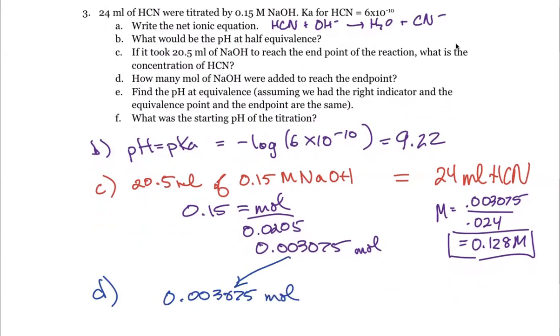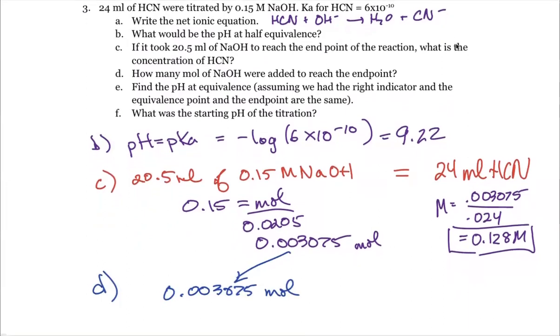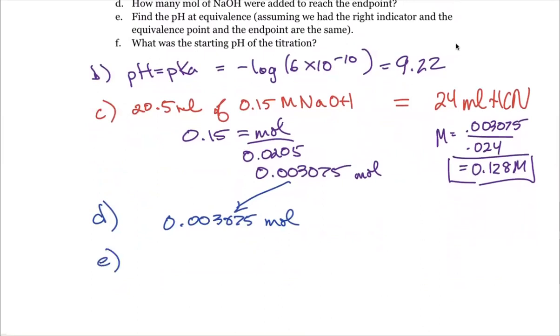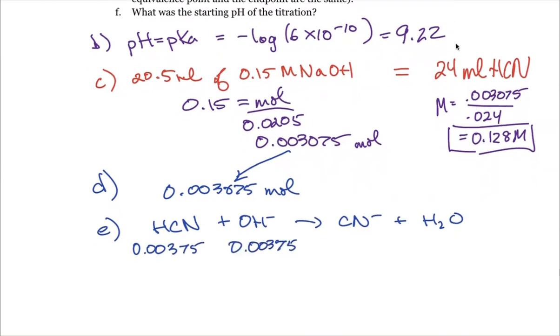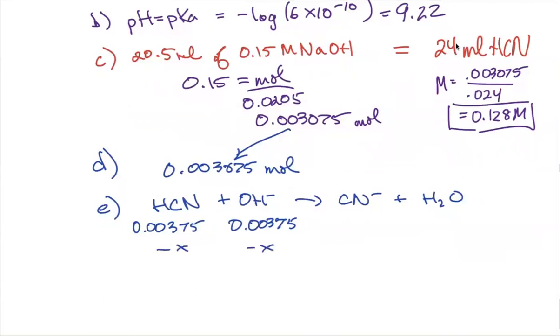Now, I need to find the pH at equivalence. This is a bit more work because I'm going to create some of the conjugate and then I have to consider hydrolysis. So for E, I'm looking at my net ionic reaction, which I wrote earlier. At equivalence, we have 0.00375 moles of this, 0.00375 moles of that. These both go to about 0, which means we have then created 0.00375 moles of CN minus.